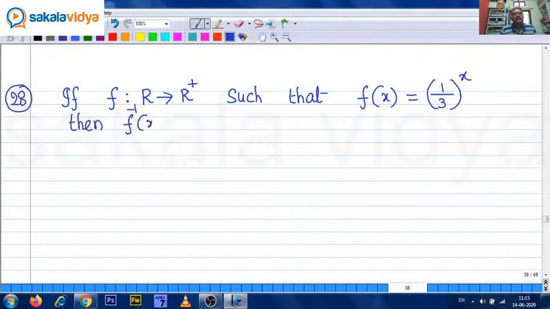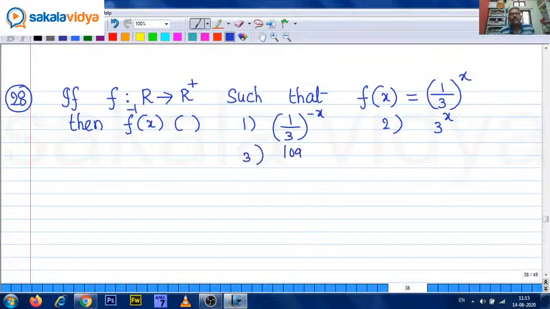f inverse x. Without paper and pen everybody will tell the answer. Now, without paper and pen you are able to write the answer. First option, 1/3 raised to minus x. Second one, 3 raised to x. Third one, log x to the base 1/3. Fourth option, log 1/3 to the base x. Which is the correct option? 28. Anybody?